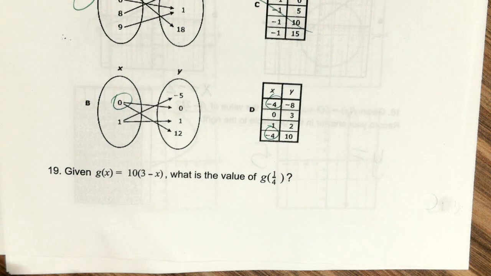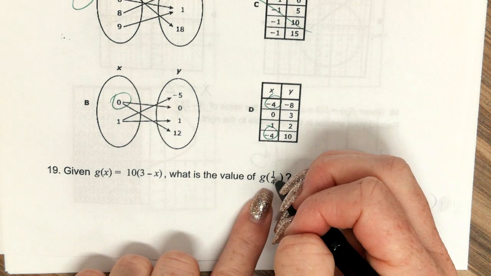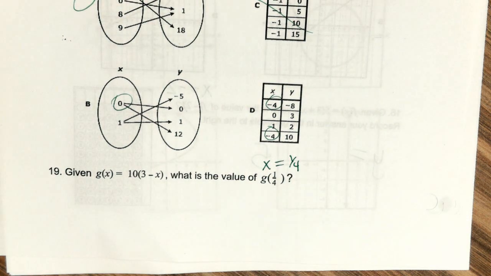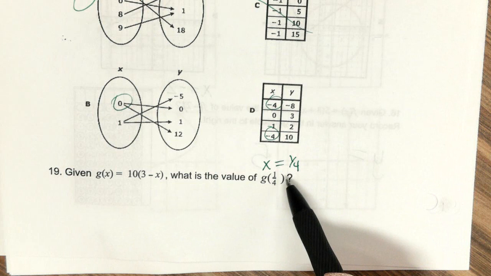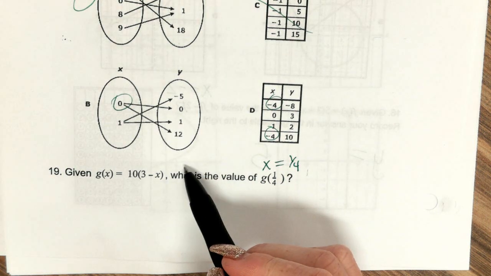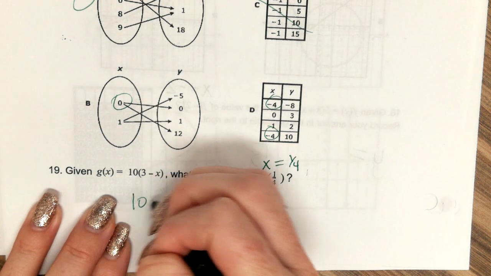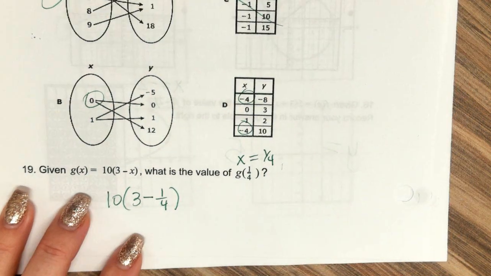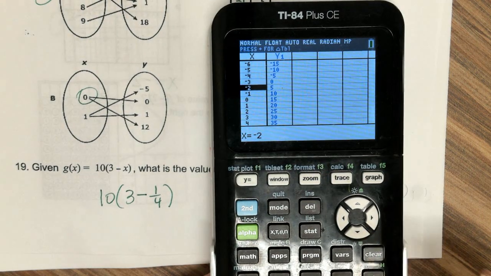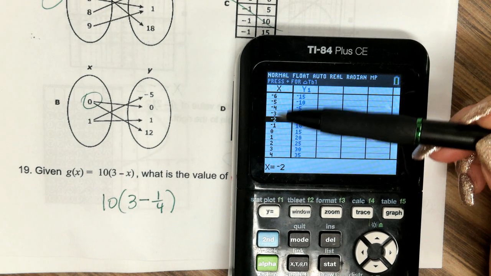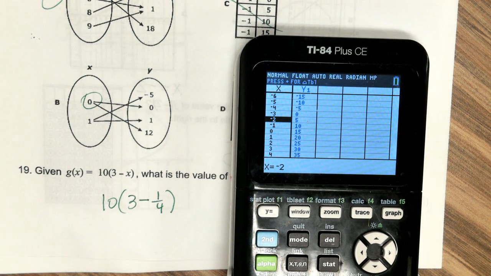Number 19, given g of x equals that, what is the value of g of 1/4? What is this saying right here? That x is 1/4. So going to y equals really wouldn't help me, would it? Because it's not going to have x as a 1/4. So could I just plug in 1/4 right there? All right, so I have 10, open parentheses, 3 minus 1/4 close parentheses. Do y'all understand why it wouldn't help you in y equals? Because look, the x values are only integers. It doesn't give them to you as fractions, okay?